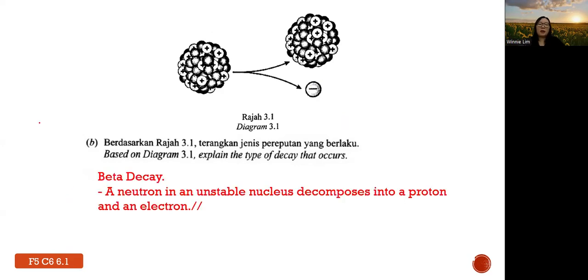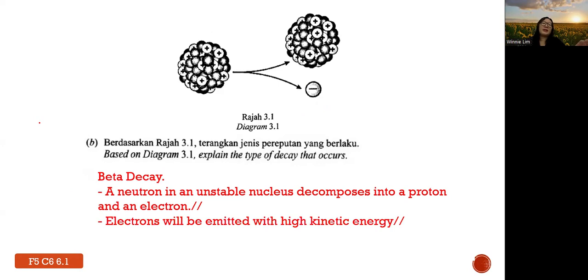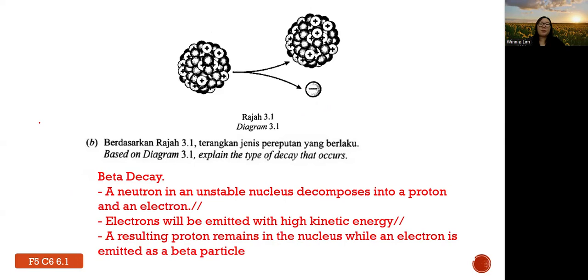So how does it occur? Generally, a neutron in an unstable nucleus will decompose into a proton and an electron. Then this electron will be emitted at high kinetic energy, and the resulting proton will remain in the nucleus, while the electron is emitted as a beta particle.